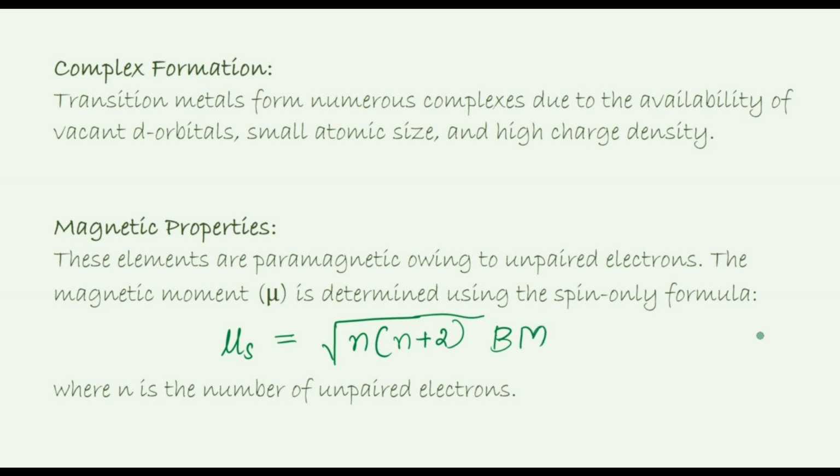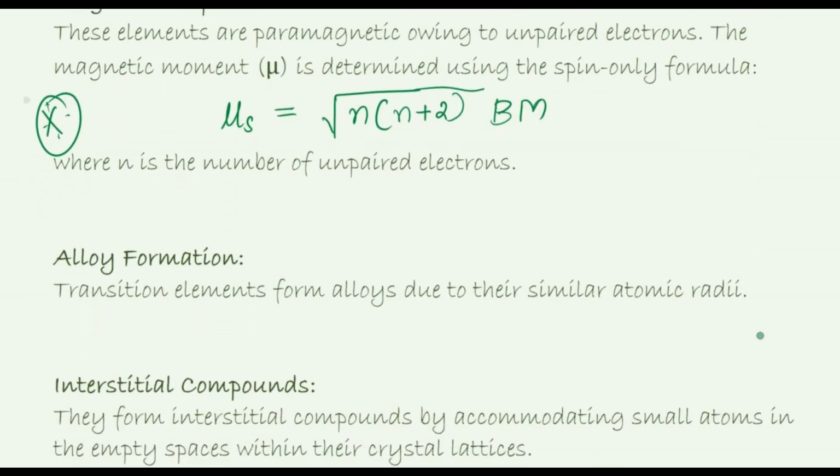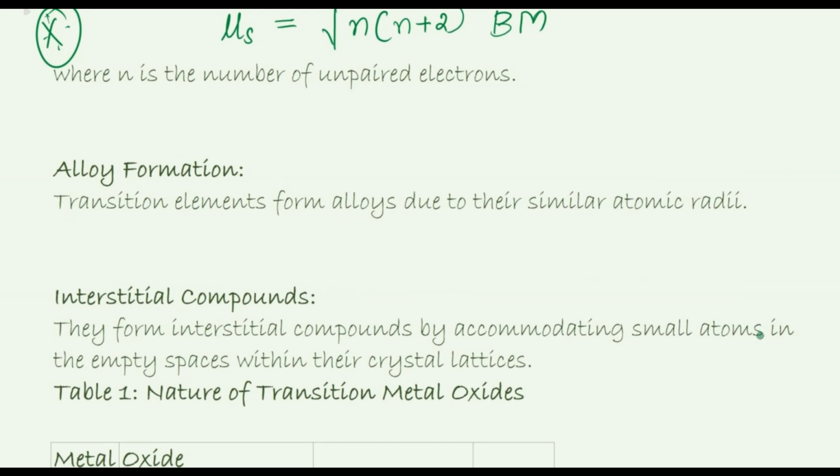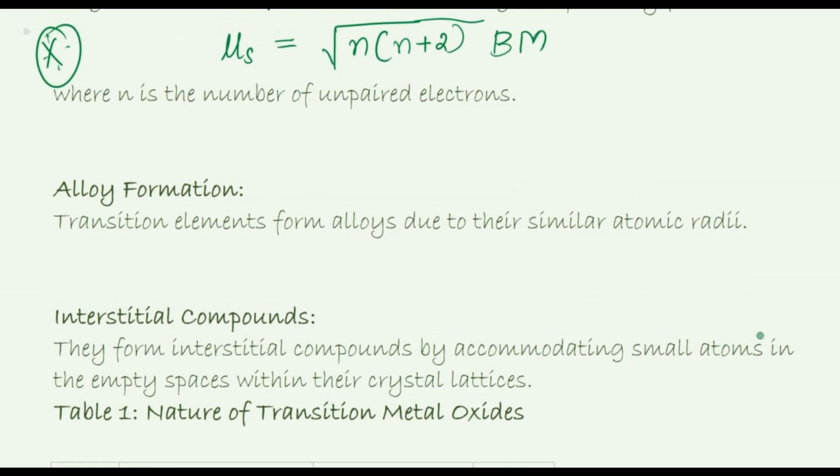That is the formula to find out the magnetic moment. Questions can be asked from this part, mostly combined with coordination chemistry as well. Here n represents the number of unpaired electrons. Then the next important property is alloy formation.